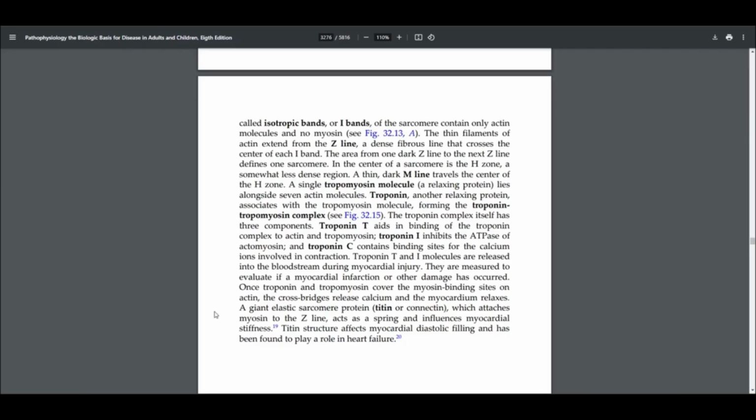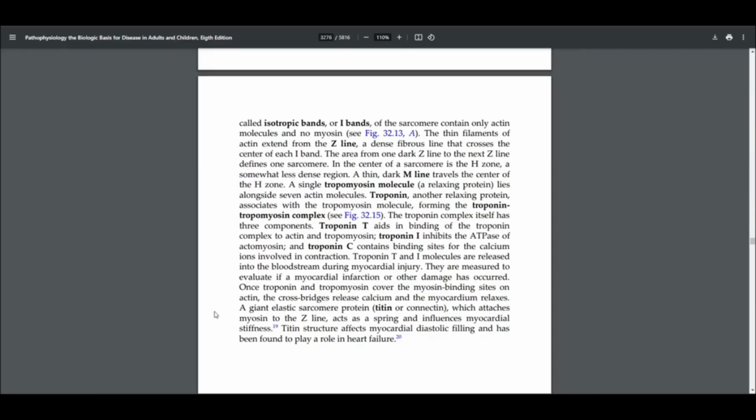In the center of a sarcomere is the H zone, a somewhat less dense region. A thin dark M line travels the center of the H zone. A single tropomyosin molecule, a relaxing protein, lies alongside 7 actin molecules. Troponin, another relaxing protein, is associated with the tropomyosin molecule, forming the troponin-tropomyosin complex.